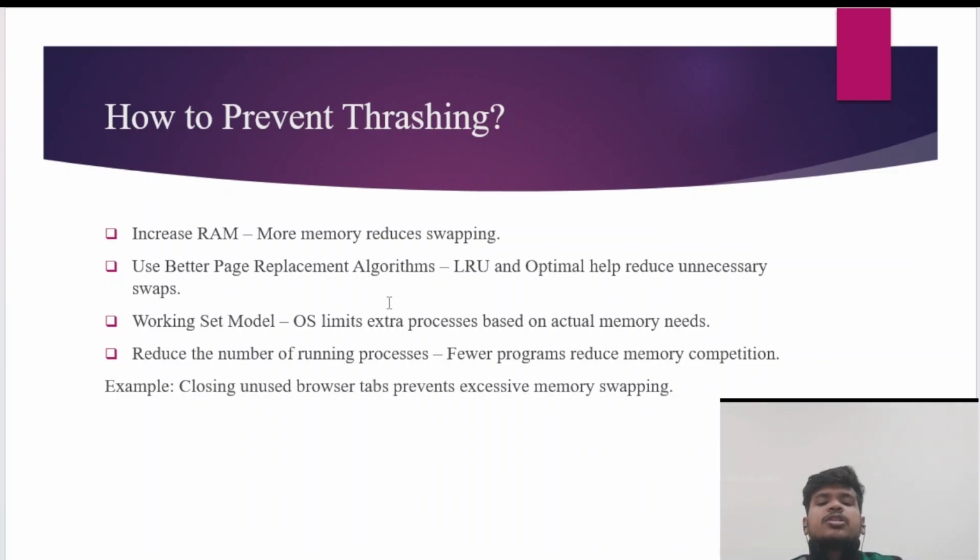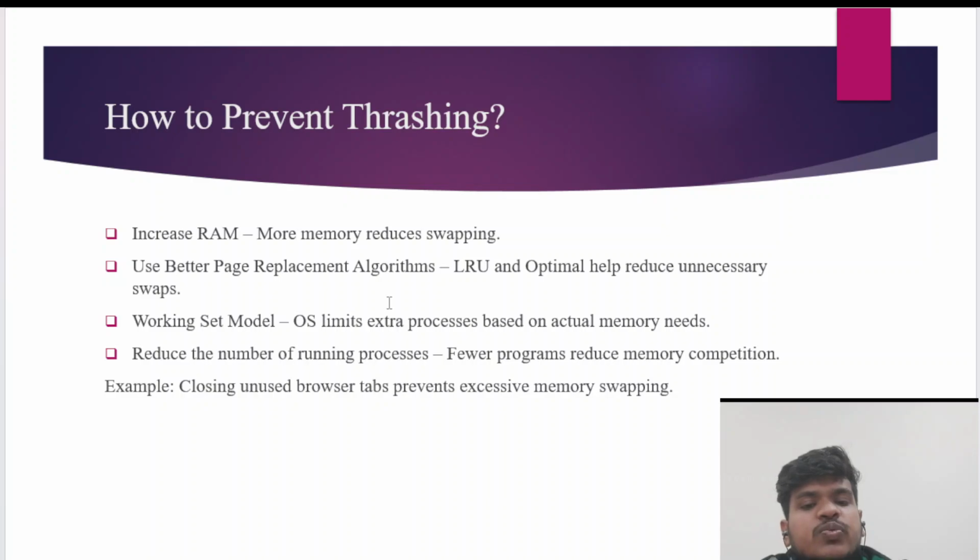So how to prevent all this? How to prevent the thrashing? First, increase the RAM. More memory means fewer page swaps. Or use better page replacement algorithms based on your work to reduce the unnecessary swaps. Or we can also use a working set model. What it does is that the OS will keep track of how much memory each process actually needs and limits the extra processes.